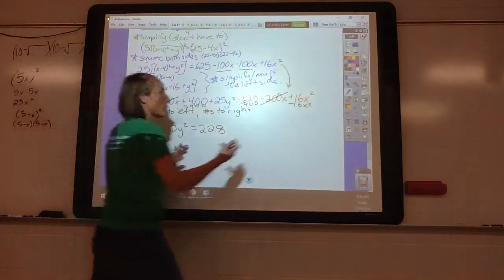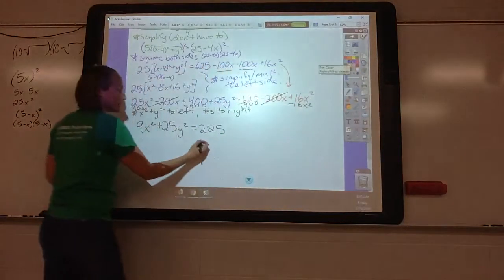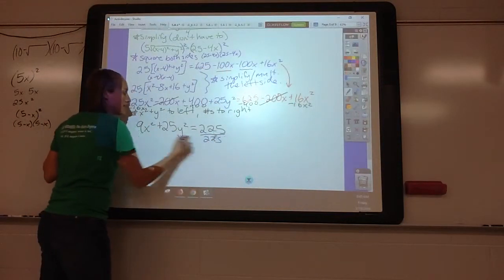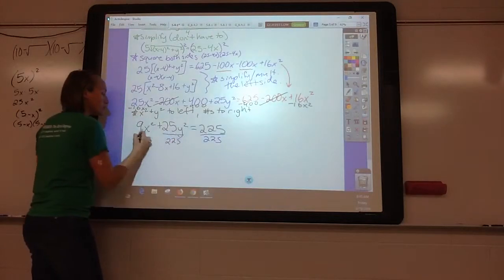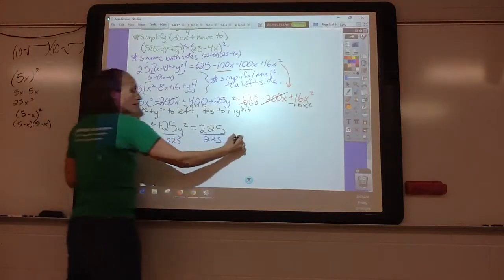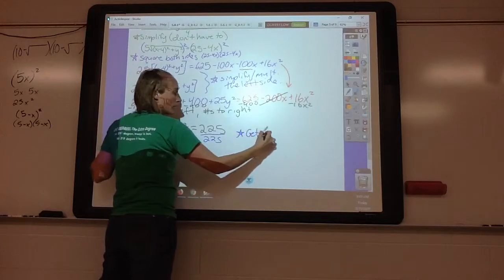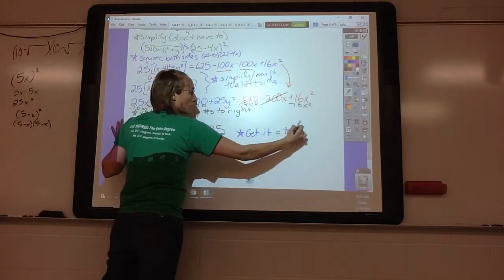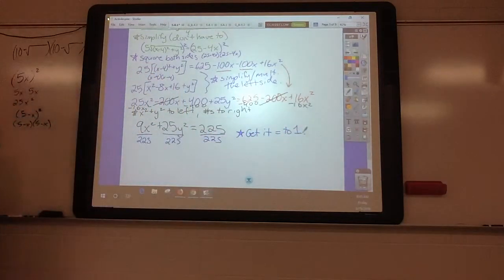The other thing you can do to get 1 is you can divide by 225. So you're going to divide everything by 225 because your goal here is to get it equal to 1. Okay? Just like the equations are. To set up an equation for an ellipse, you're going to have it equal to 1. So you divide everything by 225.